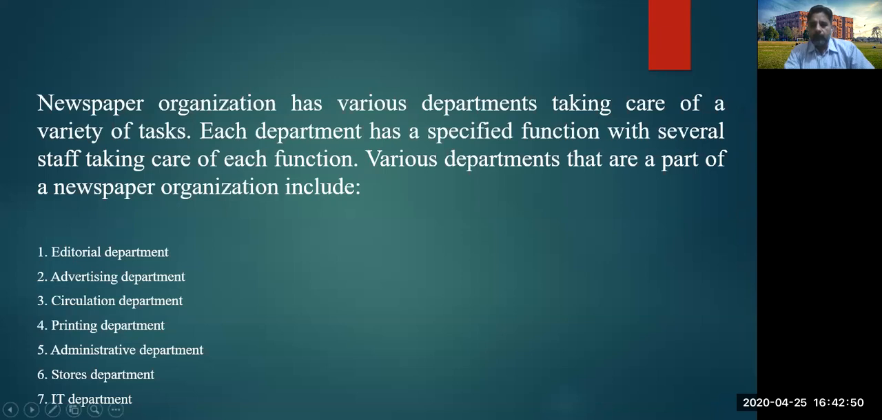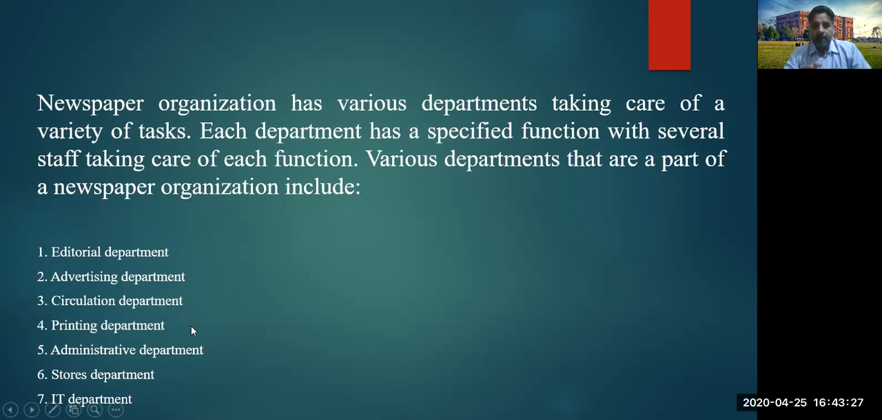As I told you, a news organization has various departments, and they all take care of a variety of tasks. Each department has a specific function, with several staff taking care of each function. Some main and important departments are the editorial department, advertising department, circulation department, printing, administrative, stores, and IT.